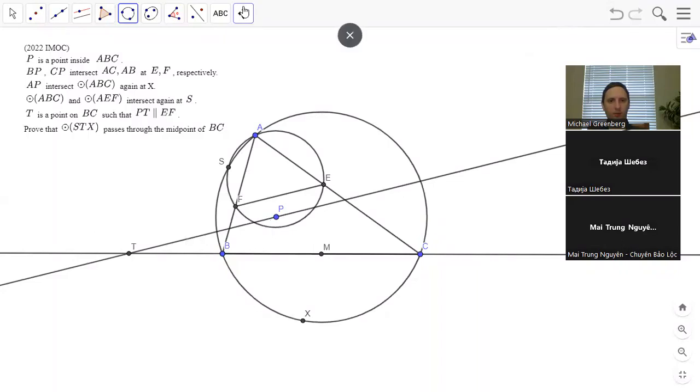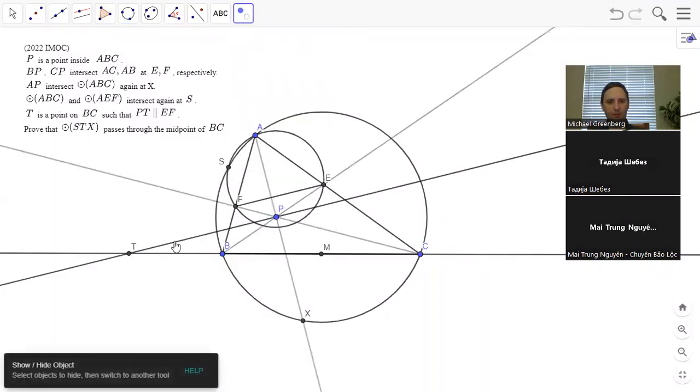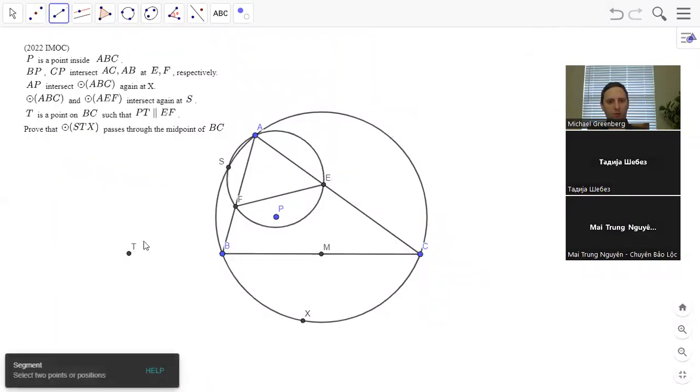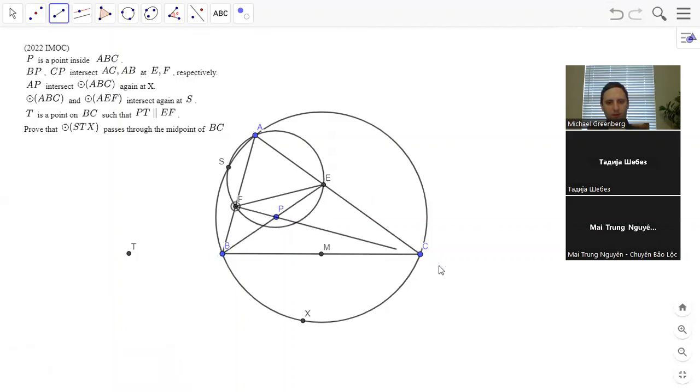Let me hide a little bit more. All right. So we have this, this, and this, and then we have this and this. So (B, M; C, infinity) is harmonic. Maybe we could project that onto EF somehow.